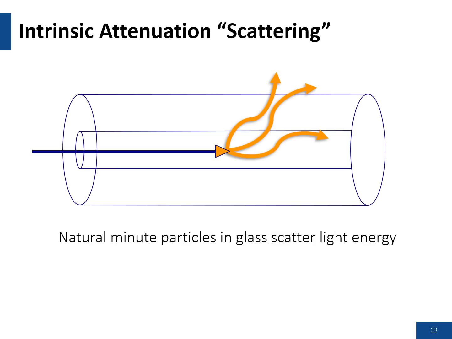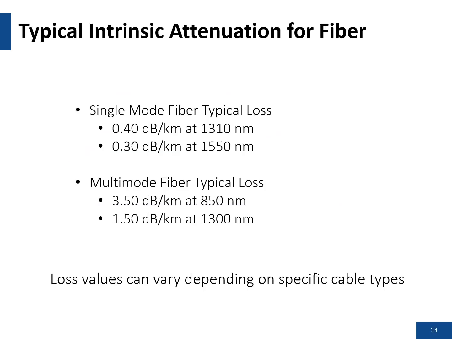The other one that's an intrinsic attenuation is called scattering, more specifically Rayleigh scattering, and they're natural minute particles of metals that are inherent in the glass when it's being drawn that scatter the photons. Typical intrinsic attenuation for single mode fiber is in the neighborhood of 0.4 dB per kilometer at 1310 and 0.3 dB per kilometer at 1550.